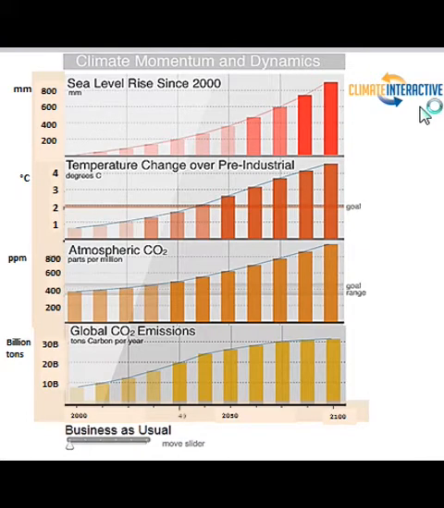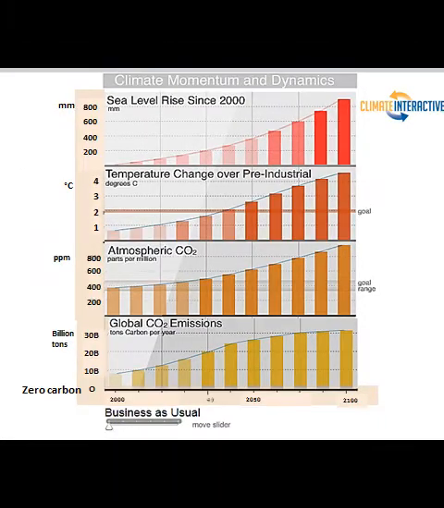This simulation is on the website of Climate Interactive. It's very easy to use. It's based on all the modeling results. What it does very convincingly is it demonstrates the science of zero carbon emissions to stabilize atmospheric carbon dioxide concentration.